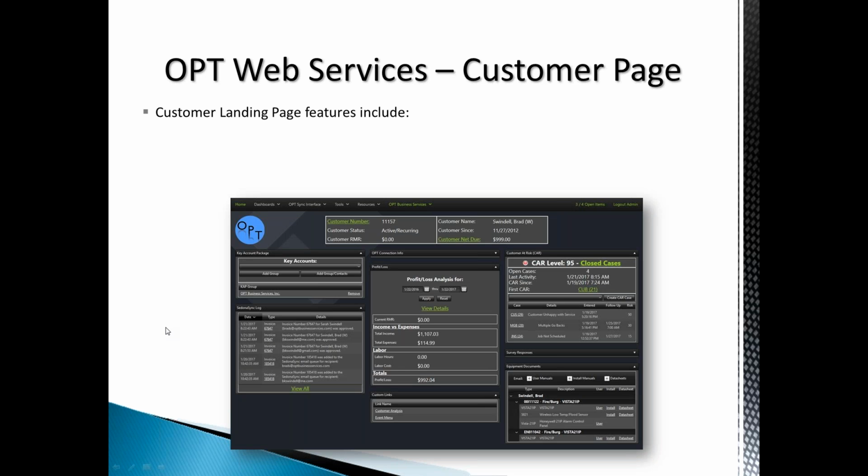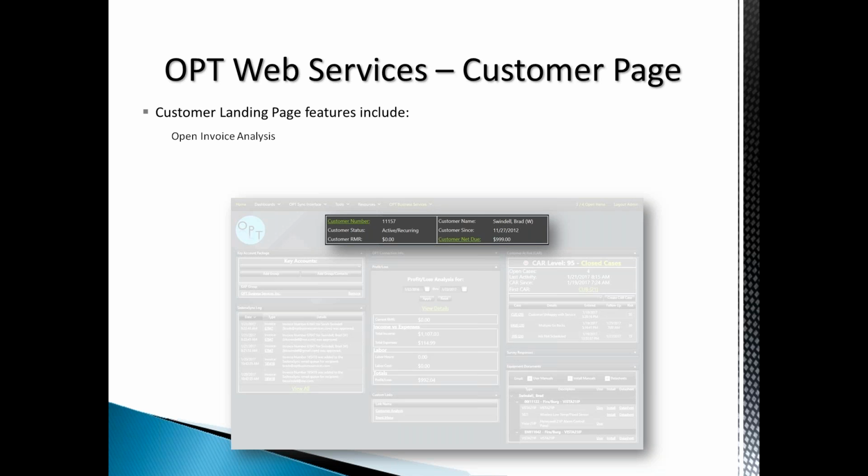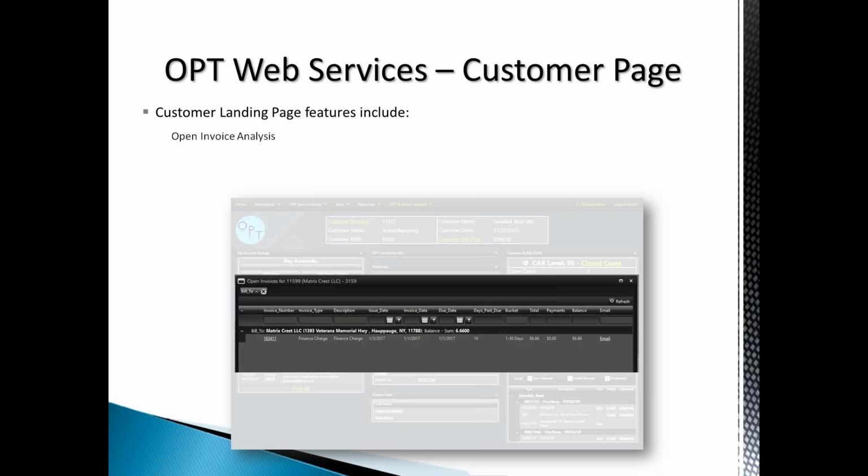This is an example of that customer landing page, and there are several different modules within this page that we can look at. Starting at the top here, we have a simple information panel that shows us a little bit about that customer, but over on the bottom right-hand side, we have an open invoice analysis. This is going to let us know what we have open in invoicing, and when we click on that, it's actually going to drill down and let us see each of the individual invoices.